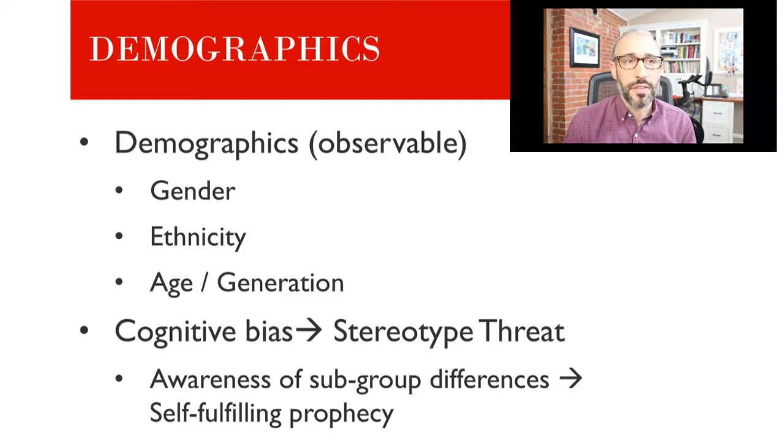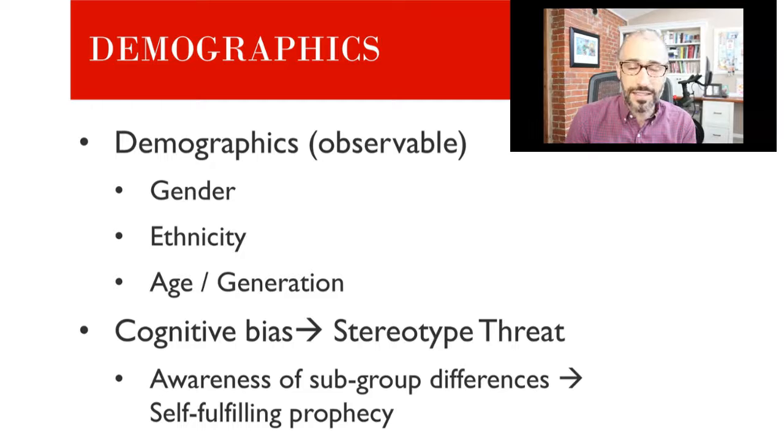And sure enough, the males did much better than the females on the math test in the experimental group. In the control group, there was no difference at all. Actually, there was a very, very small difference: the females actually did slightly better than the males. So this is stereotype at its finest, right? Or stereotype threat at its finest.